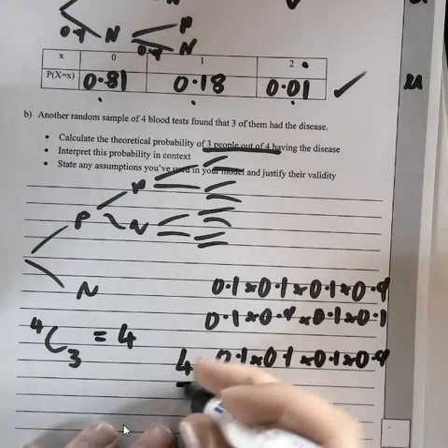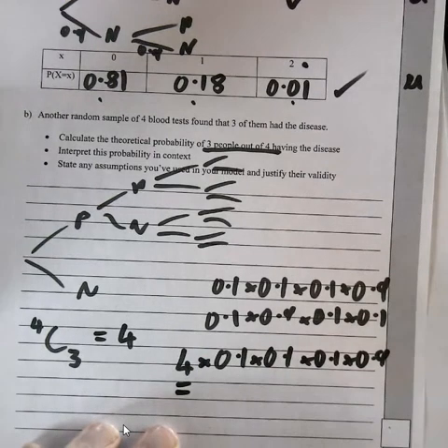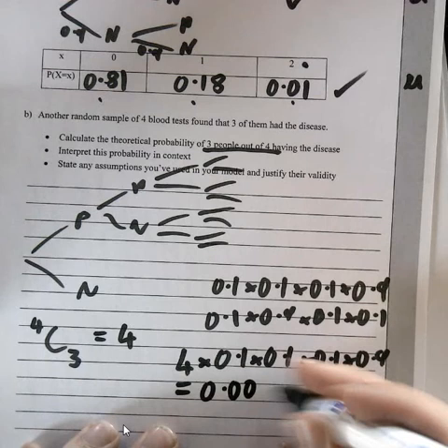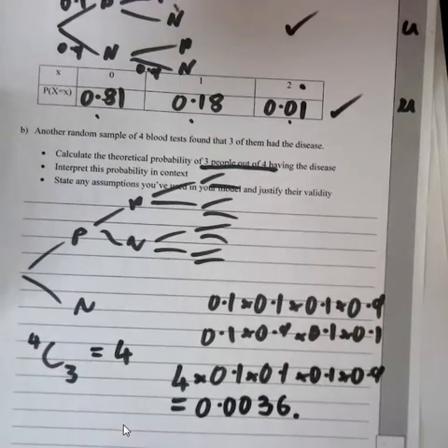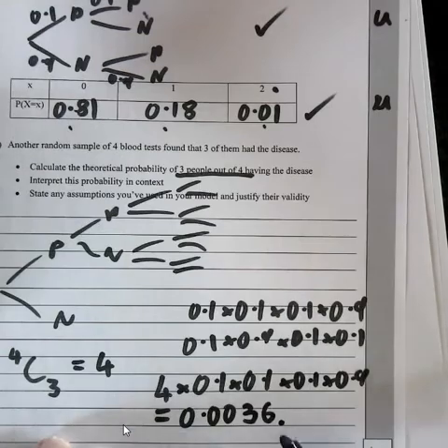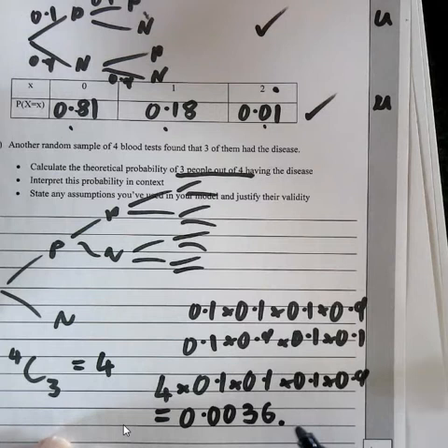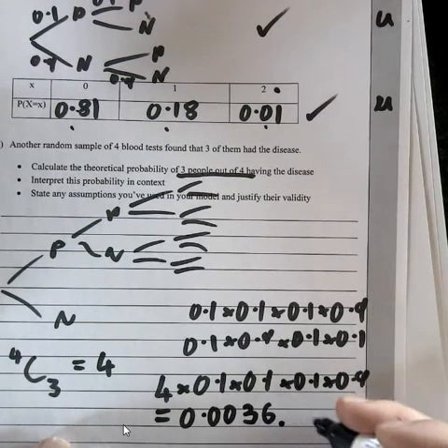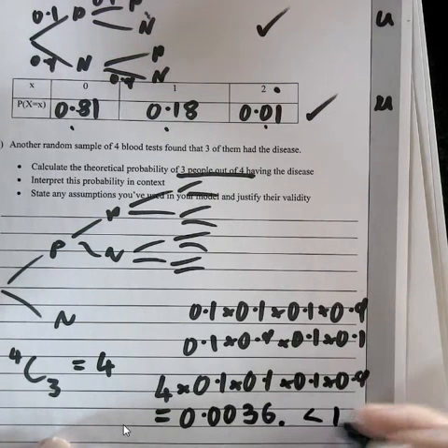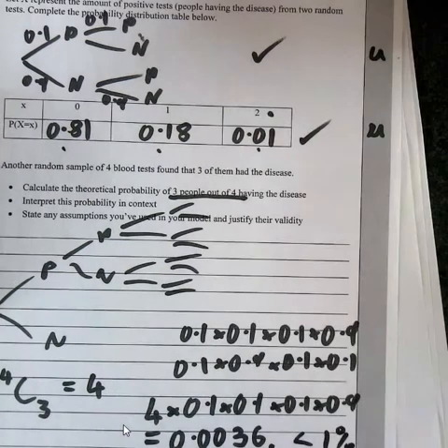Okay, and the answer comes out as 0.0036. So if the disease is actually this prominent, 1 in 10 people have it, this is the chance of you getting 4 tests that come through with 3 positives. Less than 1%. So that seems pretty rare. Something like that is either a really bad coincidence or something's gone on.